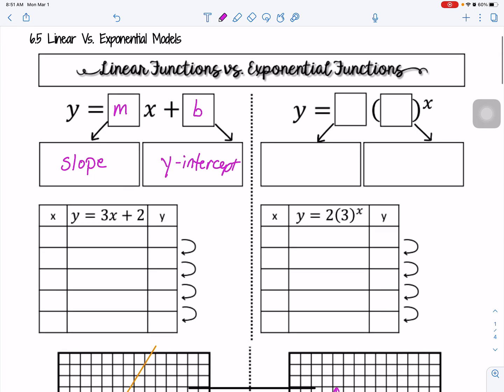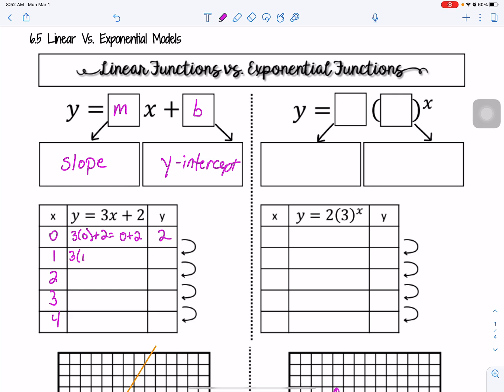And then just to look a little bit at the linear, we have 0, 1, 2, 3, 4. We can choose those x's if there isn't any in there. And what this is telling us is that we are going to replace this x in the equation with the x value I have here. So that would be 3 times 0 plus 2, or 0 plus 2, which equals 2.